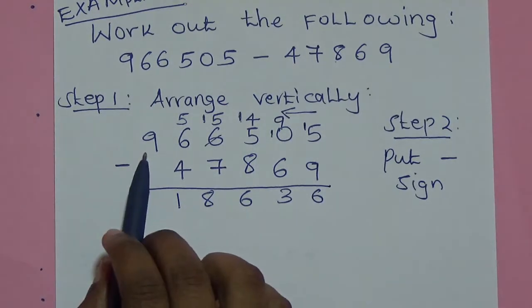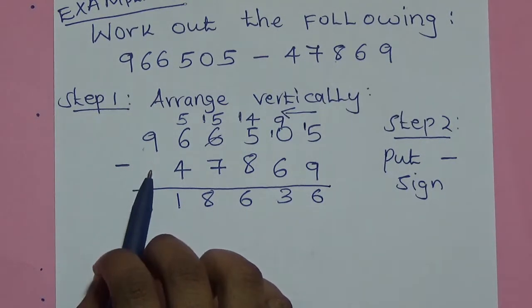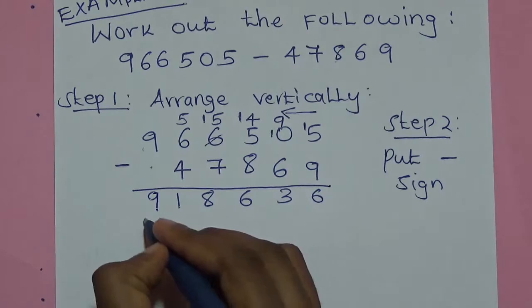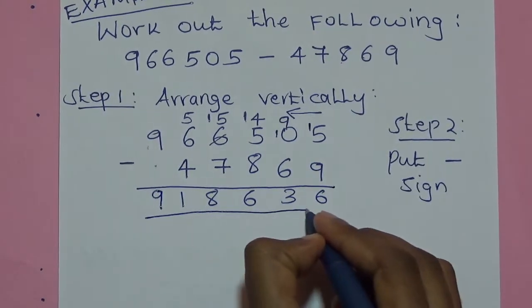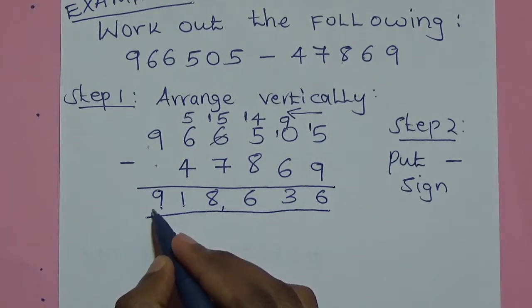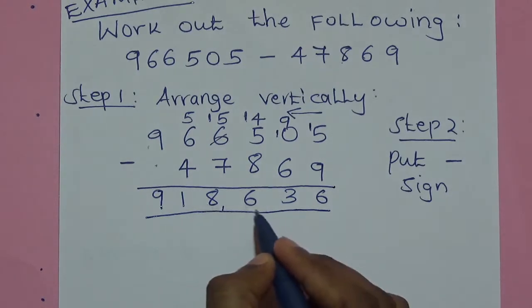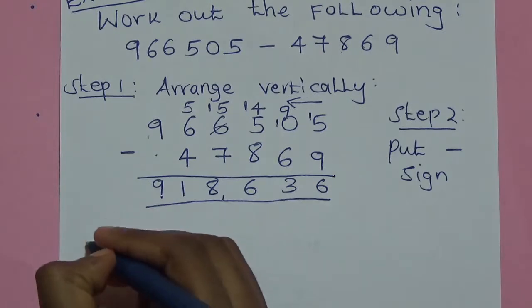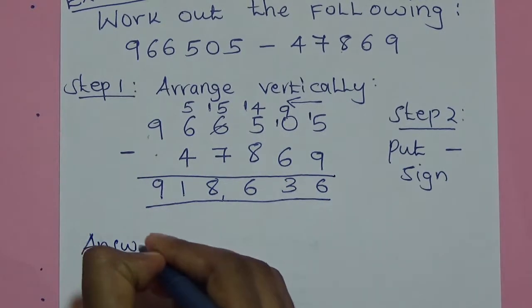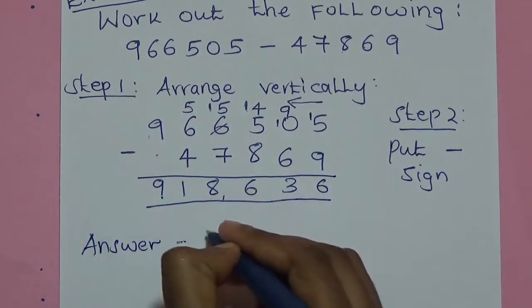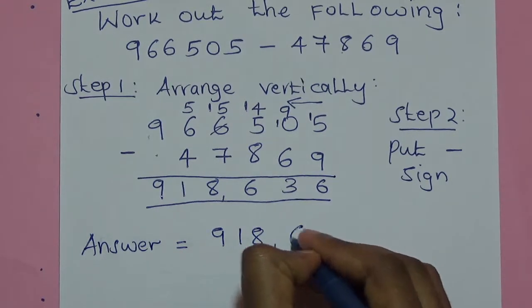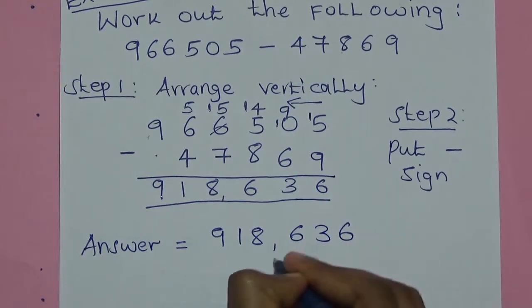And finally here we are left with 9. And we don't have a number here. So we bring down the 9 like that. So this is our answer, which is 918,636. So the correct answer will be 918,636.